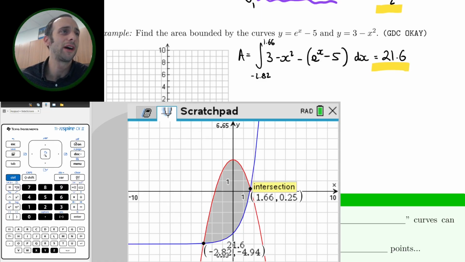Maybe you don't draw the graph. If you just go with the answer and it's wrong, you don't really have any fallback for those method marks or any evidence of what you were actually doing there.